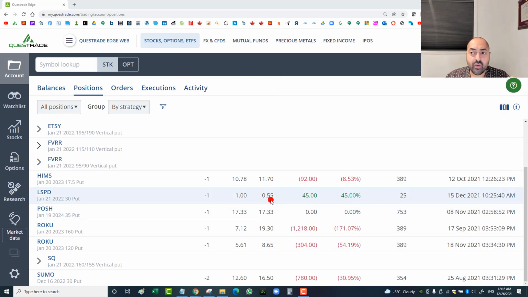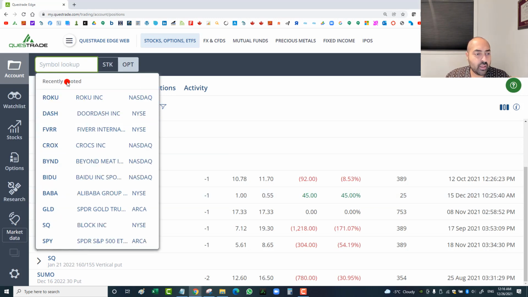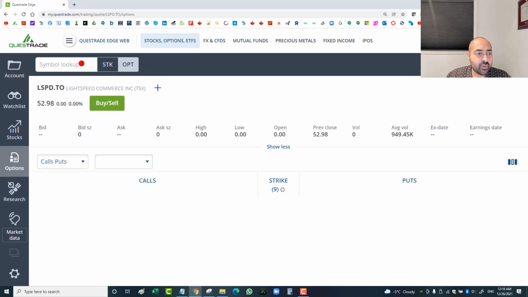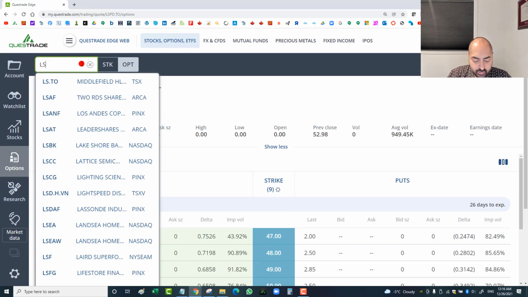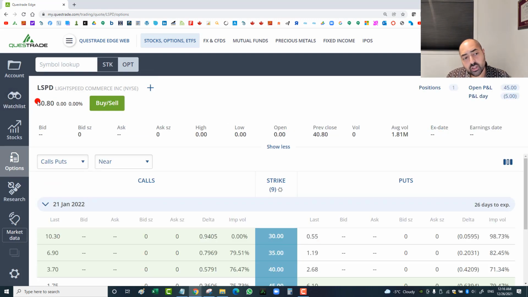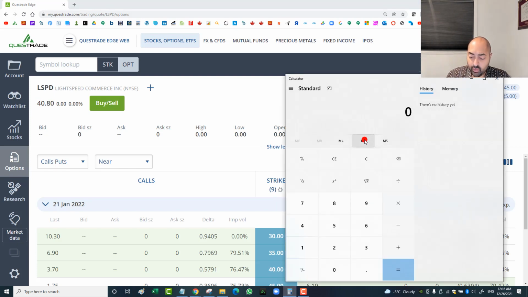All right, so you see that the put is trading for 55 cents. Now let's look at the covered call. So if I look up Lightspeed, LSPD, this is the Canadian, sorry, LSPD. The first thing we have to do is buy 100 shares. You see the last traded price here was $40.80. So 40.8 for buying 100 shares.